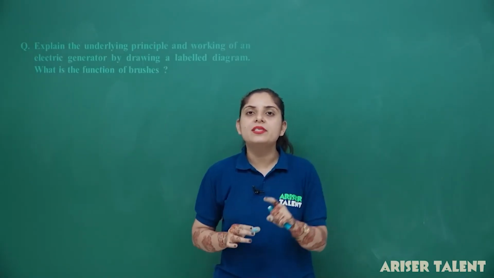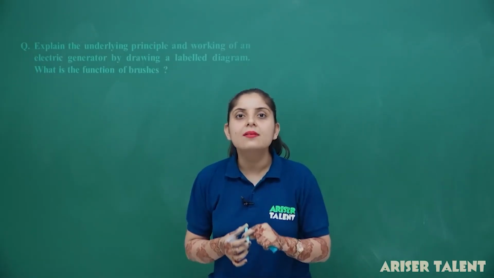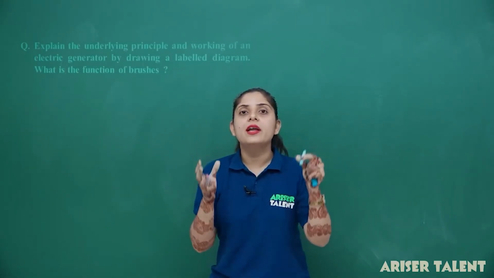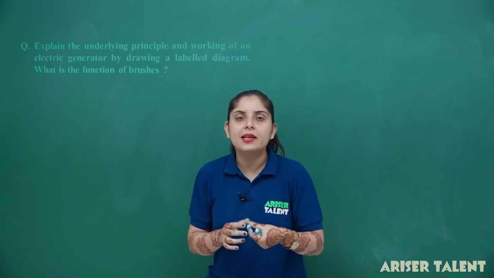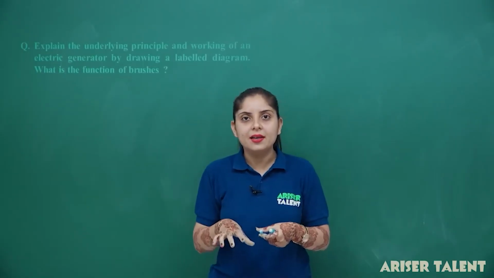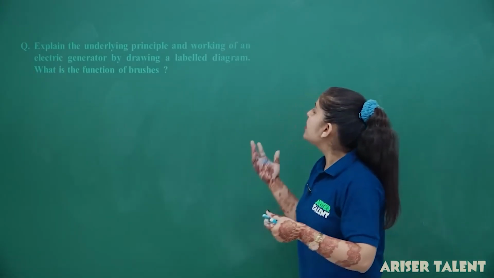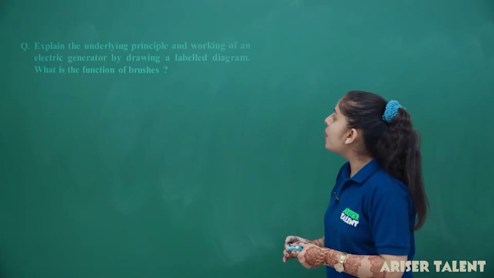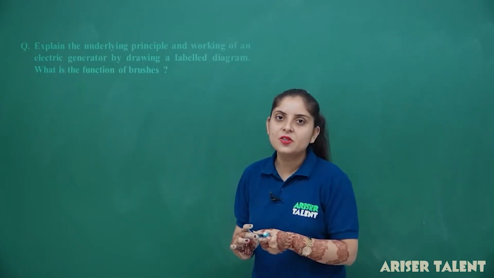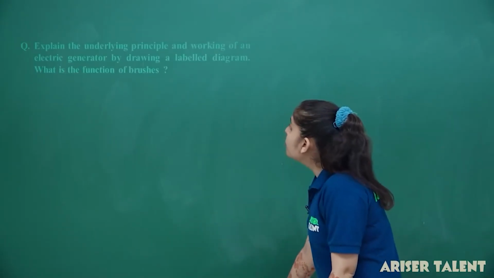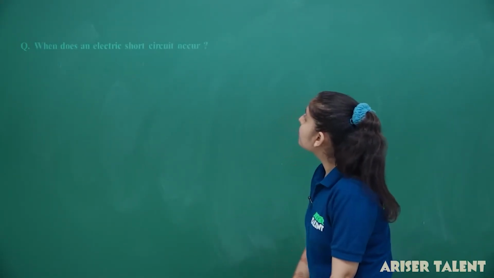Firstly, you have to write the principle, then the construction, then draw its diagram and explain the working, and if there are some extra questions given, like explain the function of the split ring or the brushes, you have to mention that part also. So this is your question from your theory part. We had a discussion about this question in our previous lectures, so go through these lectures also. Now let's move to the next question in this sequence.